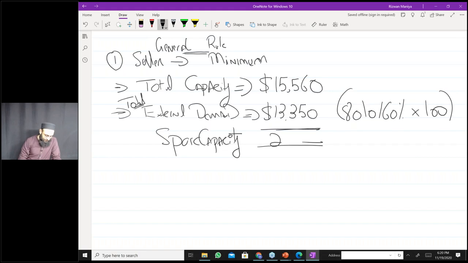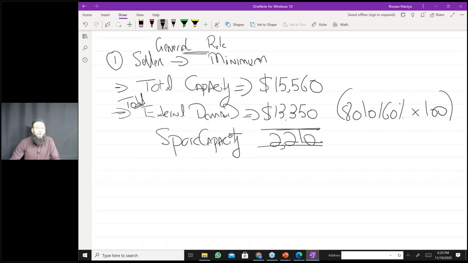Twenty. Let me work out myself. 20 to 10. Do you agree with me? So 20 to 10 is the spare capacity you have. Just listen. The total capacity to earn the revenue is 15,560 that you are earning right now. If you would have fulfilled the entire external market of 13,350, then you are left with 20 to 10 as spare capacity.